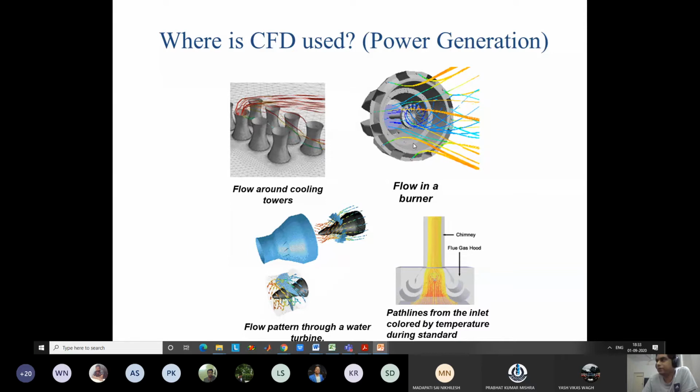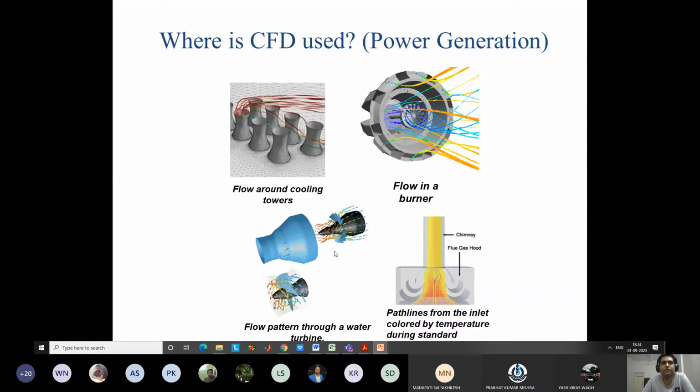Flow through the burner. Burner means, say you have a mixture of pulverized coal, powder coal and air coming into the main combustion chamber, furnace basically, and how the flow is occurring. So we need a lot of turbulence so that there is proper mixing. So how to design the injectors and where to put the spark plugs in those cases, those can also be studied. Similarly, flow through water turbines.